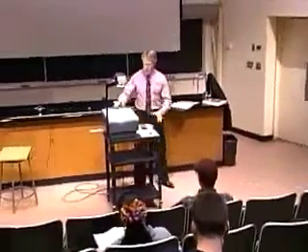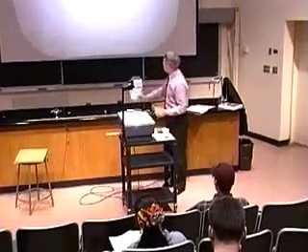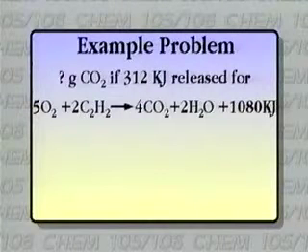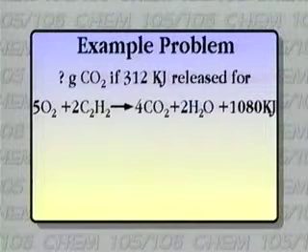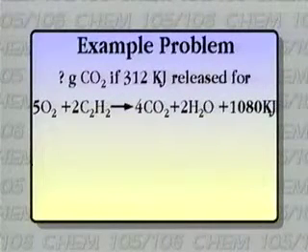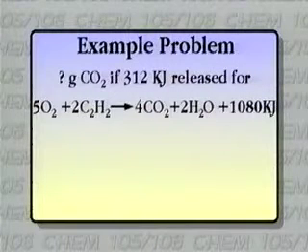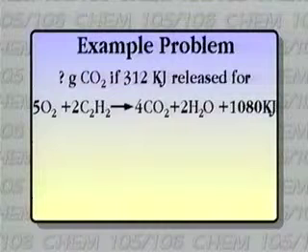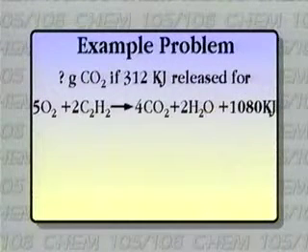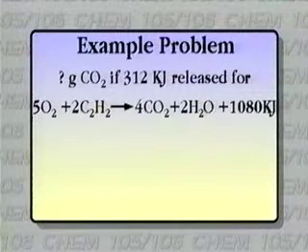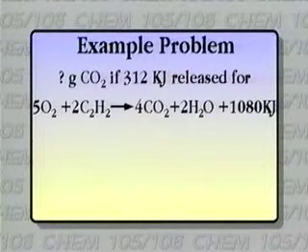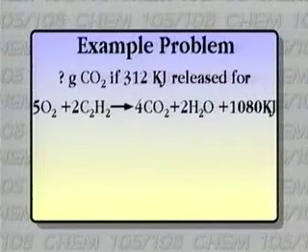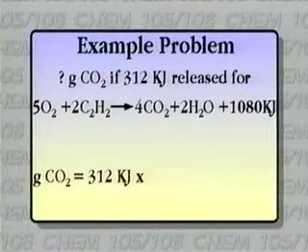All right, let's look at one more example based on this same equation here. This time the question is, how many grams of carbon dioxide would be produced if 312 kilojoules of energy had been released? Now again, we would know that 4 moles of carbon dioxide would be produced if 1,080 kilojoules of energy. So we have an energy-mole relationship that we can use. And so we're setting up the problem then. Grams of carbon dioxide is our unknown. And this time our measured quantity is 312 kilojoules.